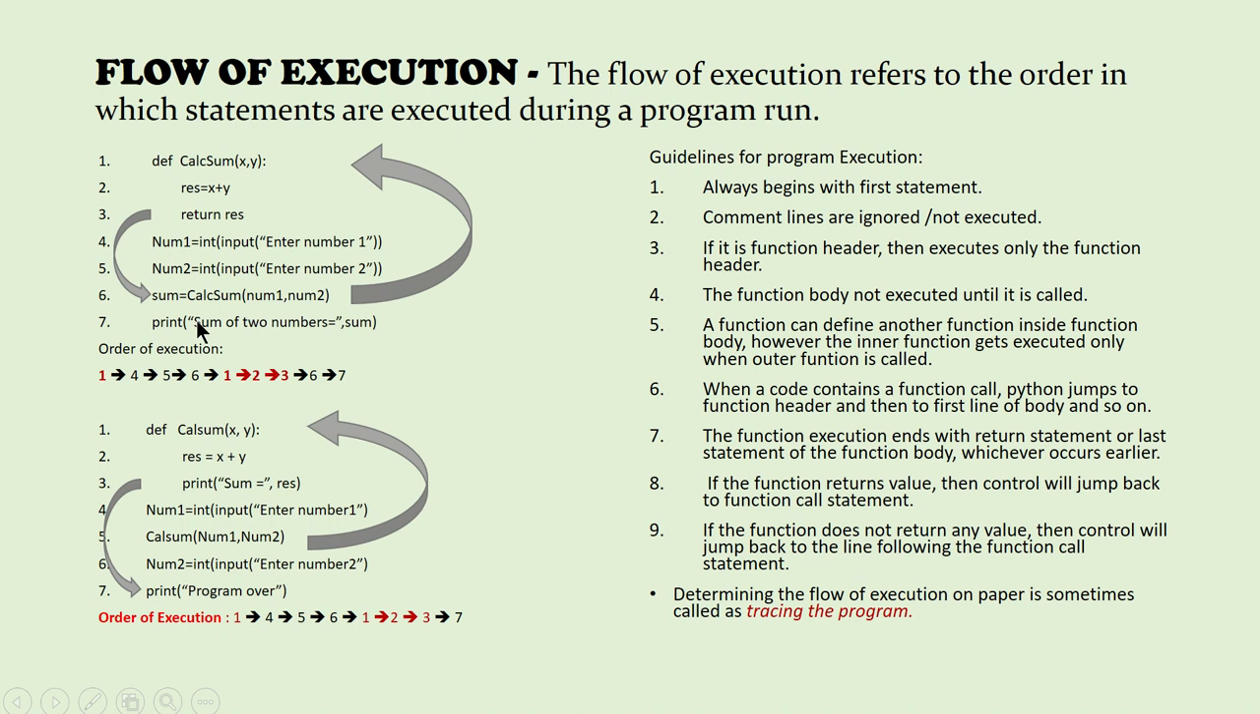So for this particular program, it will start from 1, 4, 5, 6. So while executing 6, it will go back to 1, 2 and then 3, and then after executing the last statement, it will come back and then it will execute 6 and 7. Okay, so this is the order of execution of this particular program, right?